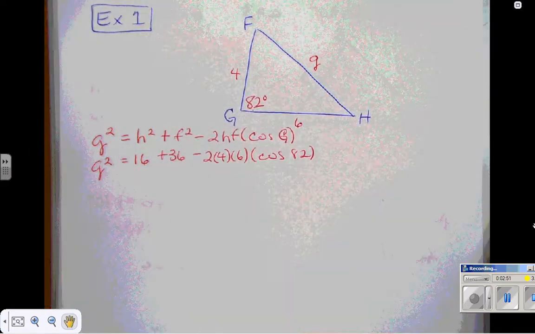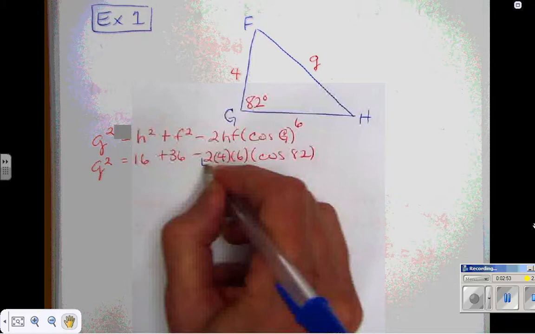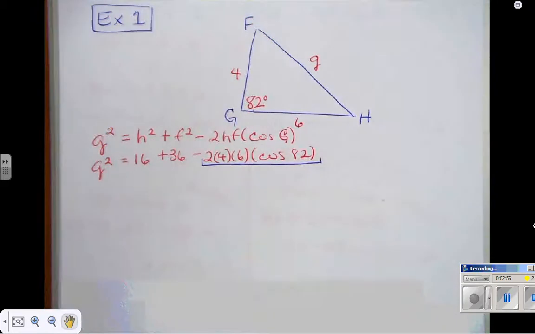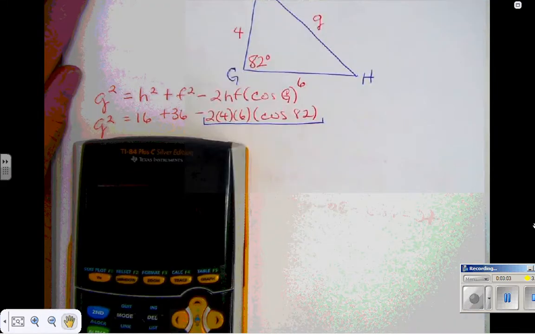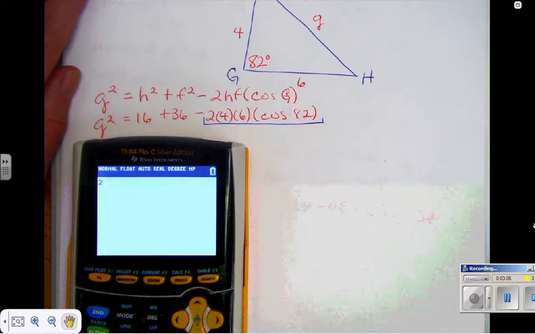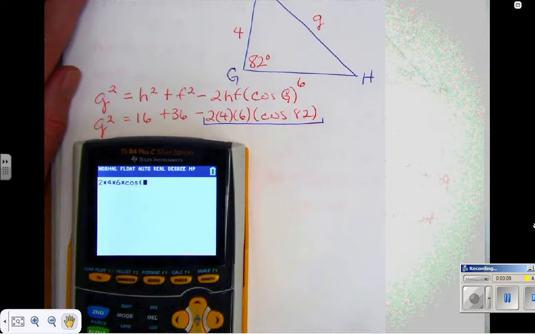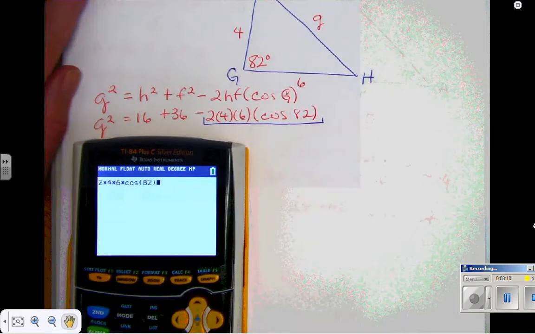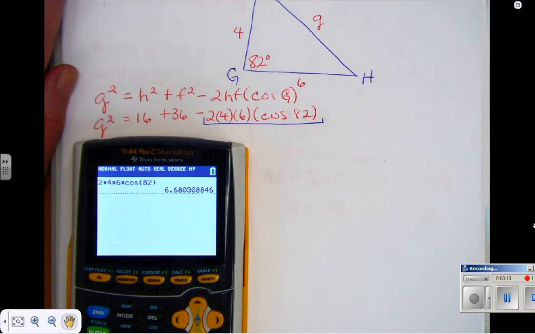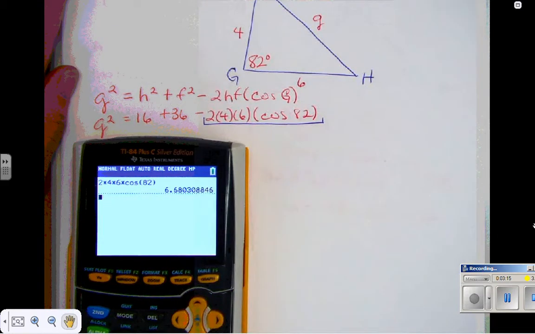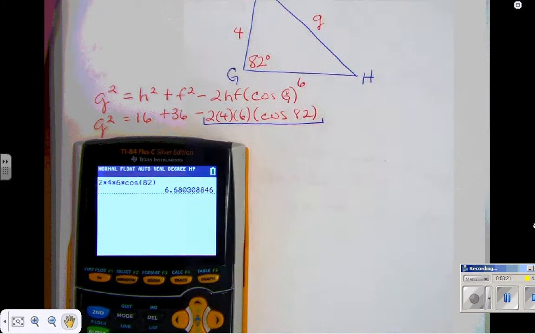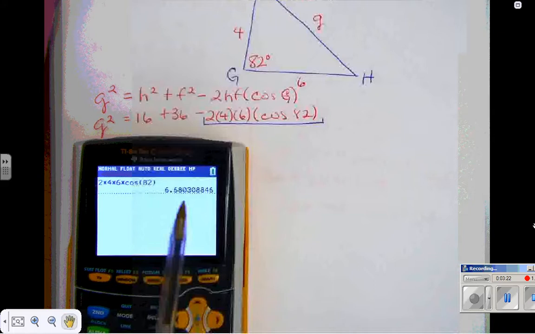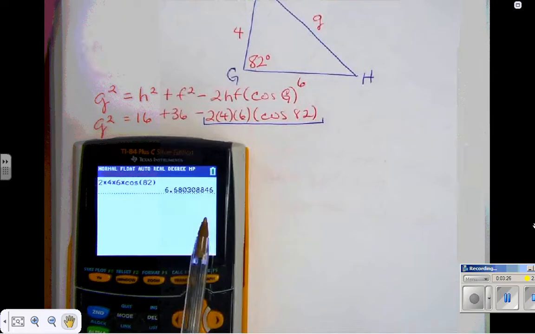Okay, so following the order of operations, we need to figure out what that 2 times 4 times 6 times the cosine of 82 is first, before we subtract it from anything. So I'm going to type it into my calculator. And I'm getting 6.680 and so on. Okay, so I want to subtract that from the 16 plus 36. And it's good to keep all of the decimals so you'll have a better answer in the long run. You don't want to round until the very end.